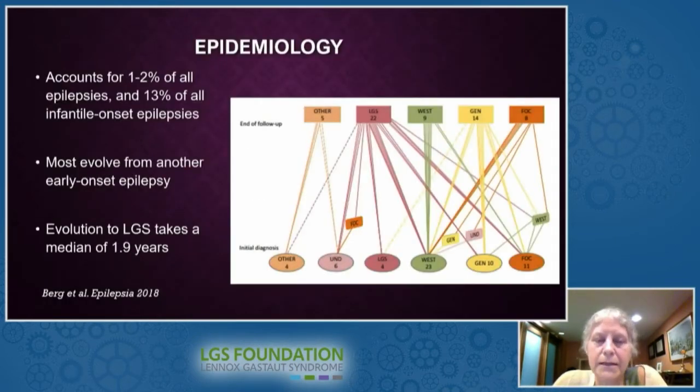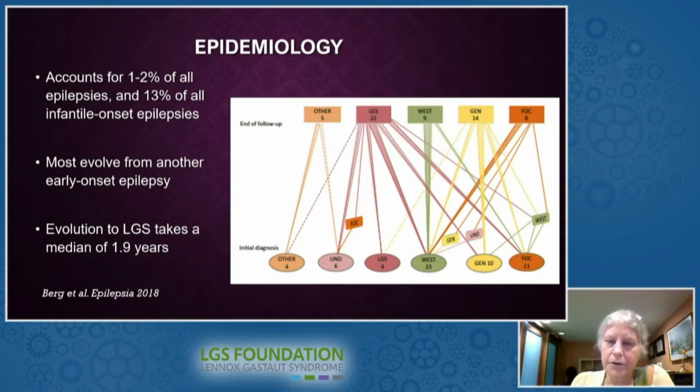This was an important study done by Ann Berg looking at her Connecticut cohort, and I think it really speaks to the fact that when people present with LGS, that's not something they develop one day and have. It tends to evolve over time, and it often evolves from other early onset DEEs. So what Anne found is that it accounted for about 1% to 2% of all epilepsies and about 13% of all infantile onset epilepsies, and usually evolved from another early onset epilepsy.